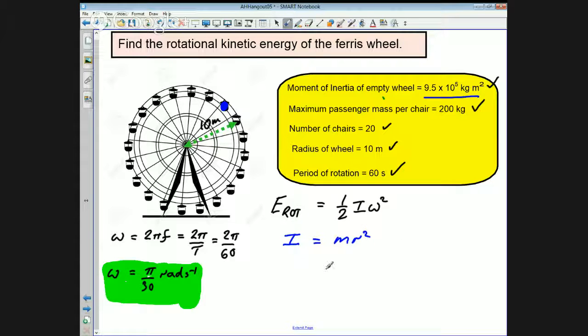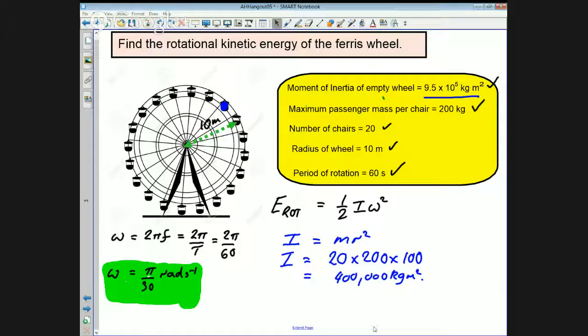Because there are 20 of them, I is equal to 20 times the mass of one of these little cabins. One cabin chair is 200 kilograms maximum, so it's 20 times 200 times the radius squared. 10 tens are 100. So right away we can work out the moment of inertia of the system due to all the cabins and passenger chairs: 20 times 200 times 100 gives 400,000, and the units are kilogram meter squared.